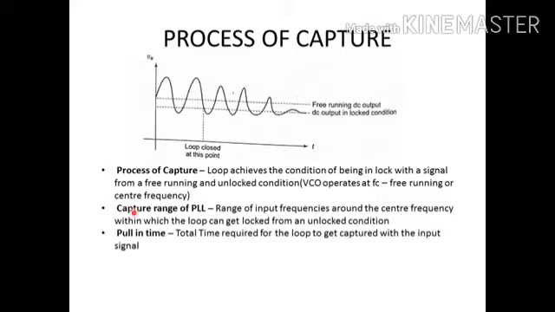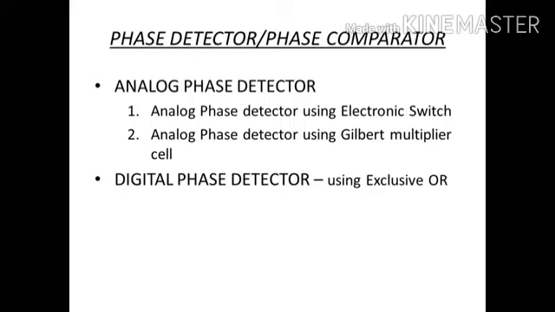Then what is called the capture range of the PLL? Assume that the VCO frequency is F0, and what is the range of input frequencies around F0 where there is a possibility that the input signal can get tracked, that from an unlock condition it will get into lock condition. That is called the capture range of the PLL. Pull-in time is nothing but the total time required for the loop to get captured with the input signal.